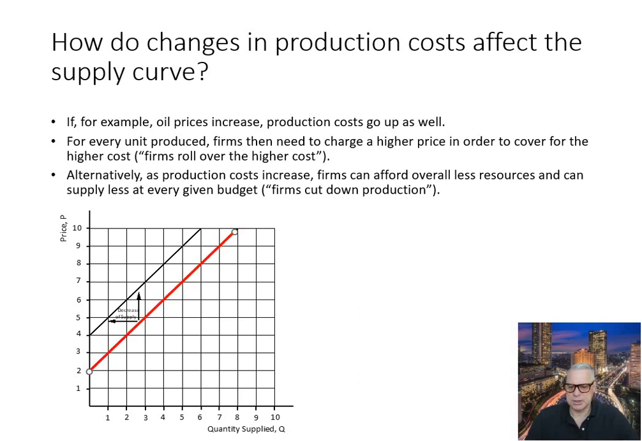Okay, so the point here is that higher production costs shift the supply curve to the left or up, whatever you prefer. And likewise, if production costs go down, maybe as a result of technological progress or lower oil prices, because more oil is being discovered somewhere, then the supply curve would shift to the right or down, again, whatever you prefer.